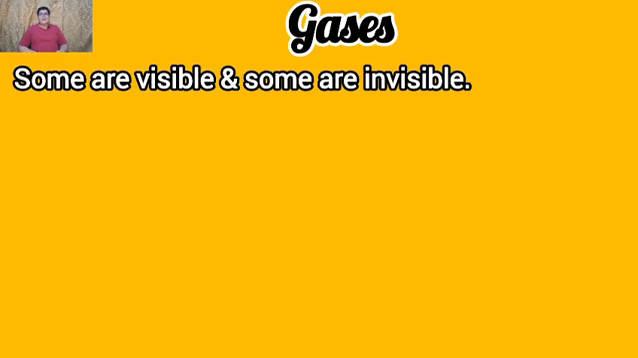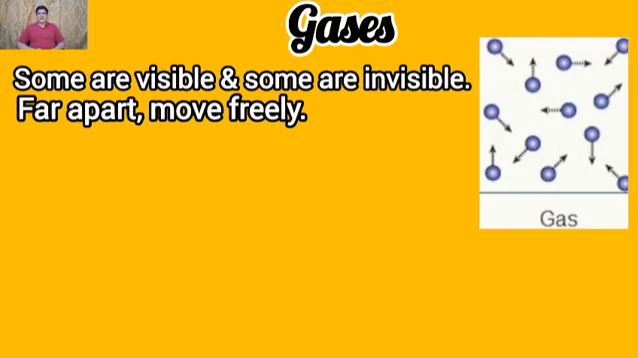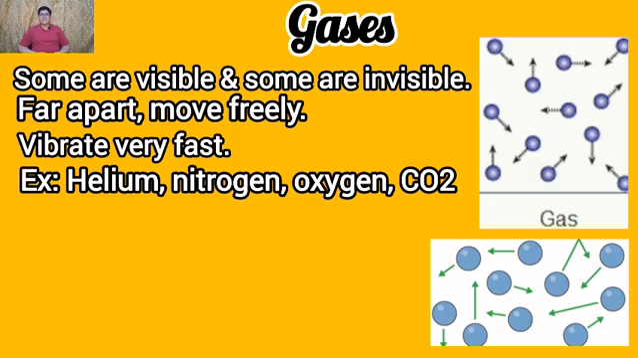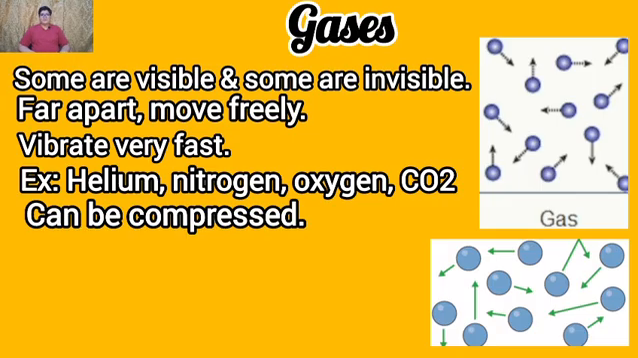Next are gases. Some gases are visible while others are invisible. If we talk about the particle arrangement in gases, the particles move very freely around. The particles move freely here and there and they are vibrating very fast, at a very high speed. Examples of gases are helium, nitrogen, oxygen, carbon dioxide. Gases can be compressed and they can be filled into something. So this was about solids, liquids and gases and their particle arrangement.